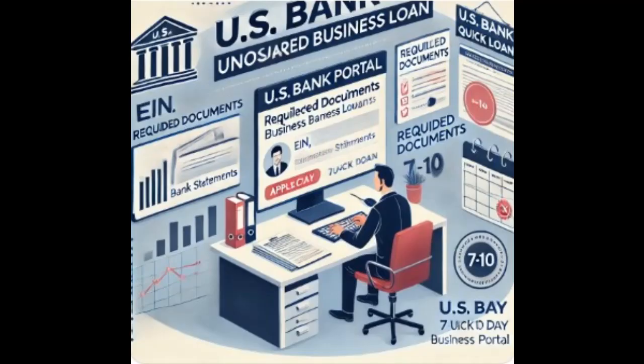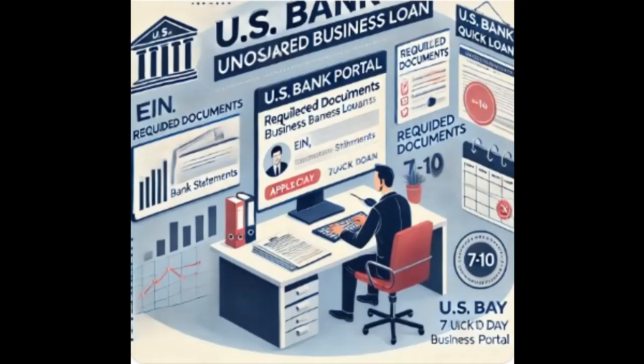Understanding the loan details. The USBank Quick Loan provides unsecured loans up to $50,000, with repayment terms up to 48 months. Fixed interest rates start at approximately 8.99%, depending on creditworthiness and other factors. Loans up to $250,000 are available for secured options. These loans are designed for businesses needing funds for various purposes, including inventory, operations, or accounts receivable.